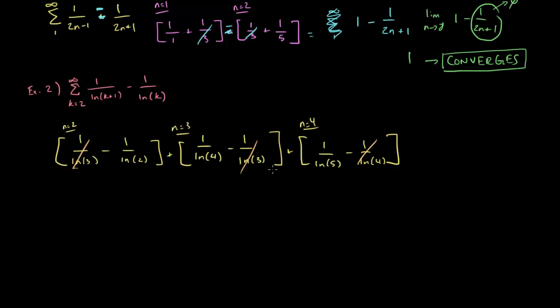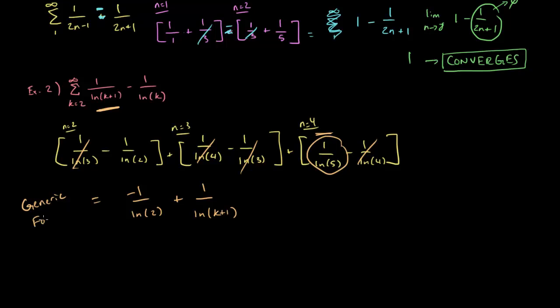What else cancels? The ln of 4's cancel. So what you're going to be left with, the general equation, is negative 1 over ln of 2, and this term right here, the 1 over ln of 5, since it's the first part of it, comes from the first part of the equation. So I'm just going to add a 1 over ln of k plus 1. And that's the generic formula, so maybe I should write that off to the side. You're going to need that because, once again, you take the limit. This would be the limit as k approaches infinity of negative 1 over ln of 2 plus 1 over ln of k plus 1.